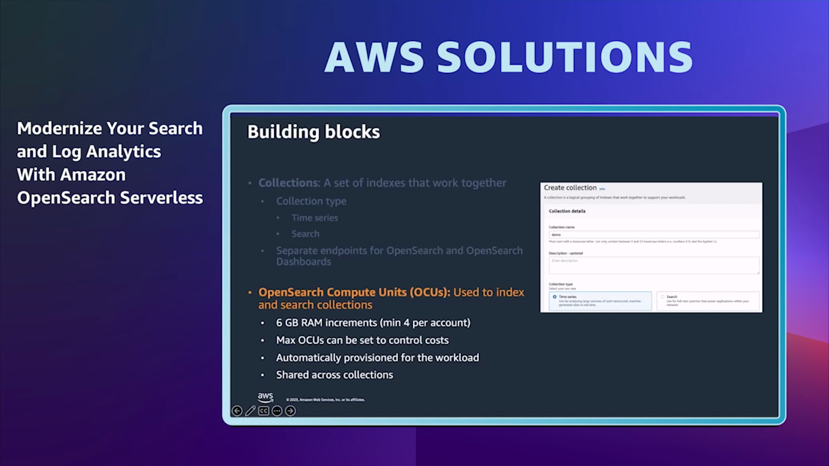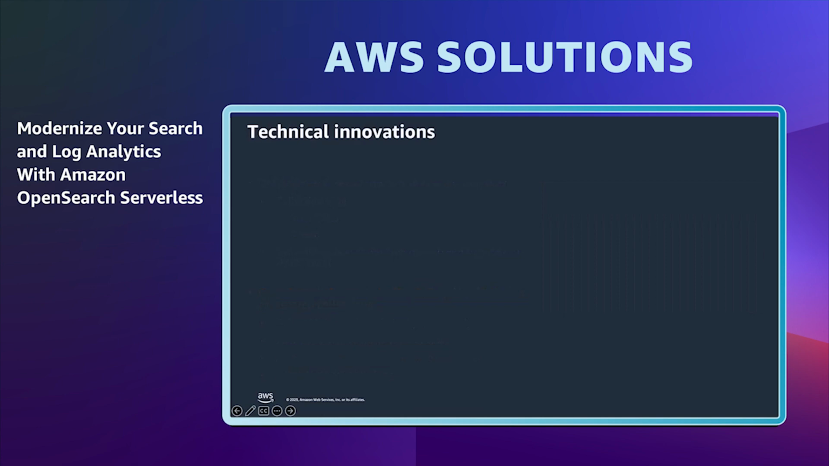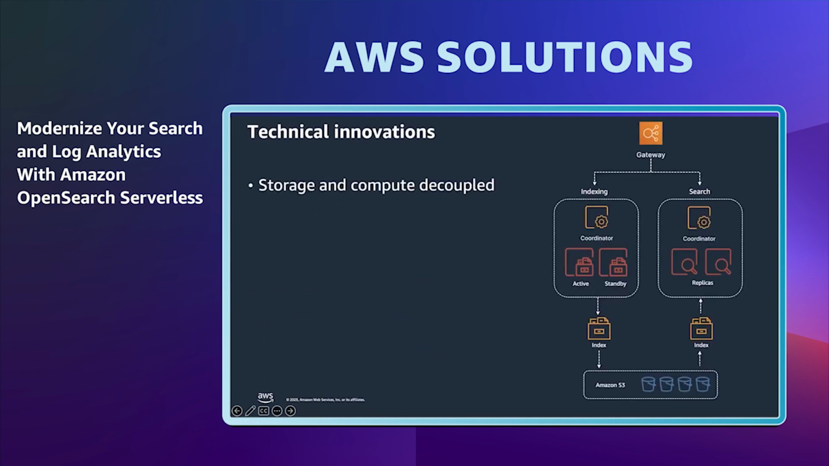I'm going to talk in detail about the different security mechanisms and the different encryption options you can configure in OpenSearch Serverless. But for now, you can just assume you have 4 OCUs at minimum for each collection, which could be shared across collections. And the reason why we have a minimum of 4 OCUs, I'm going to talk about in the next slide.